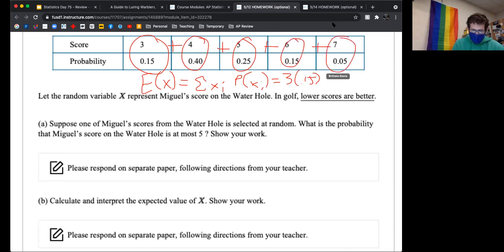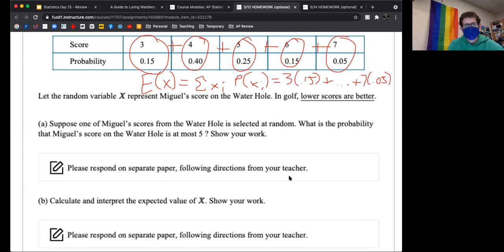Now you might not want to show all of them. So 3 times 0.15 plus ... plus 7 times 0.05. And there's where you can find your expected value. You're saying you can just do that using 1 variable stat? Yeah, your calculator will do that for you automatically if you plug in your list and your frequency list. But of course, you can't just say, oh, I used my calculator. So you want to show your work somehow.